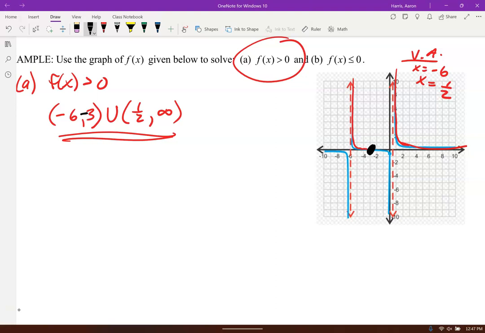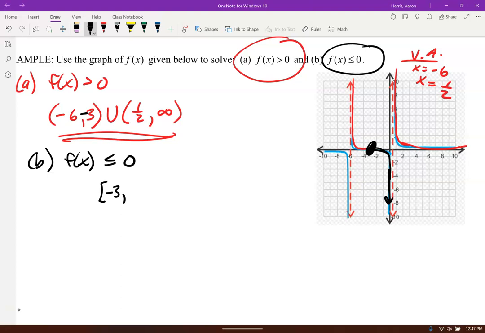All right, so the second part, where am I less than or equal to? Again, we know we hit right there at negative 3, and then we're down below. So from negative 3, I'm going to include negative 3 because I'm or equal to, up until an x value of a half, but I don't include a half. And then notice over here as well, from negative infinity up until negative 6, I'm not going to touch negative 6 because it's a vertical asymptote. So those are my two spots for which f of x is less than or equal to 0.